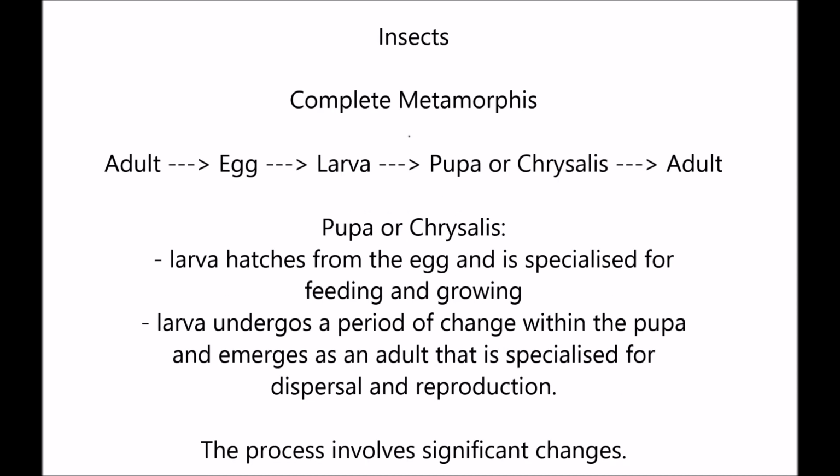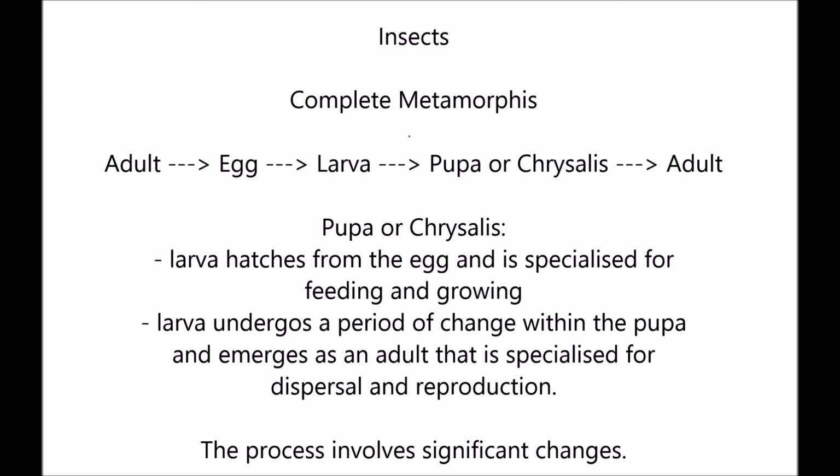Complete metamorphosis. The adult lays the egg, the adult fertilises the egg, then this becomes the larva, and then this becomes the pupa or the chrysalis. For example, in butterflies, houseflies, and more advanced insects.